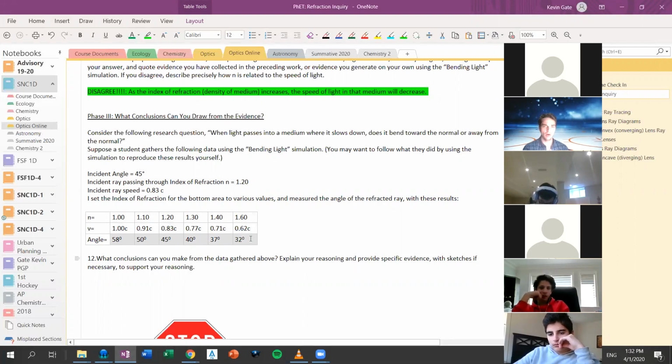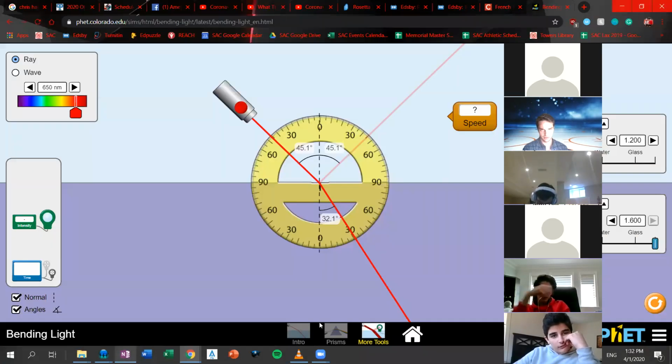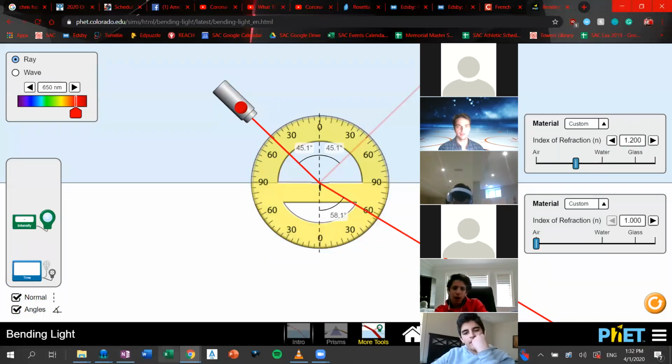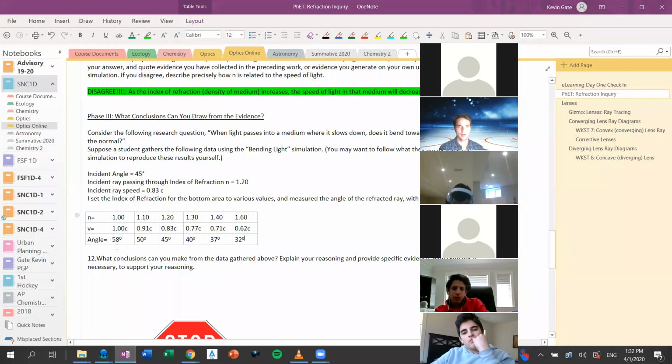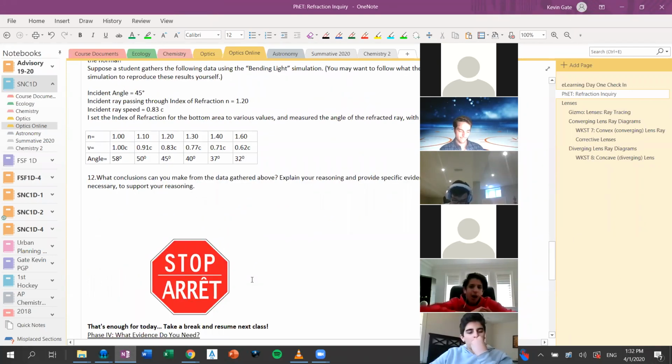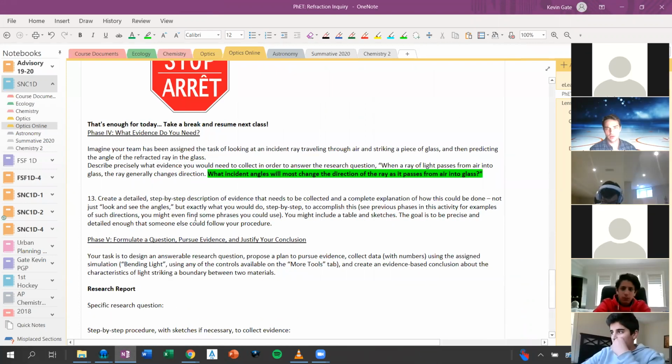If I were to look at 1.6, it says that my angle of refraction should be 32 degrees. And it's 32 degrees. Right? Okay, I got it. If I were to change that index of refraction to 1.0, it says it should be roughly 58. And if I click back over to my OneNote and check at 1.0, yes, it does bend to 58 degrees. And it just shows that as the medium gets more dense, the angle of refraction begins to go more towards the normal ray. Yes, you are correct. Got it. Okay, so that was phases 1 to 3.